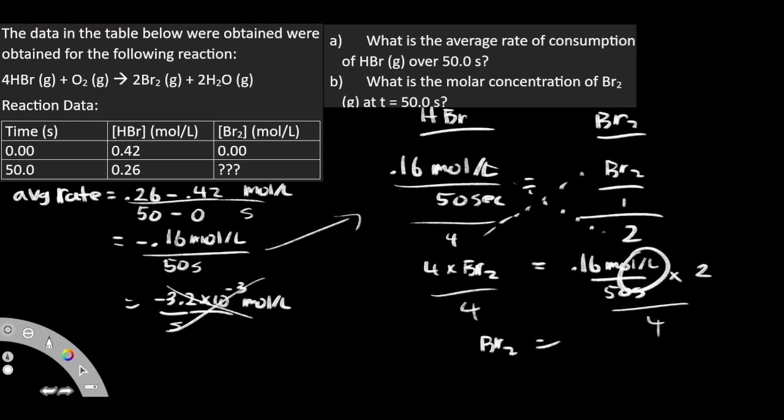What answer do you get? I end up getting 0.08 moles per liter for every 50 seconds. So this is pretty much going to be my answer. At the end of the 50 seconds, as you can see here, 50 seconds has passed. At the very end, what is my concentration? It is 0.08. So this here is my answer.